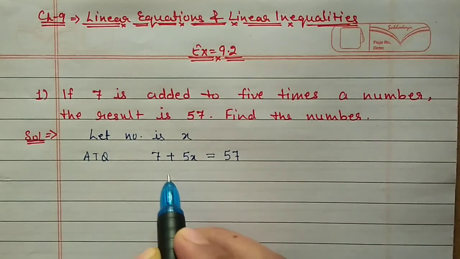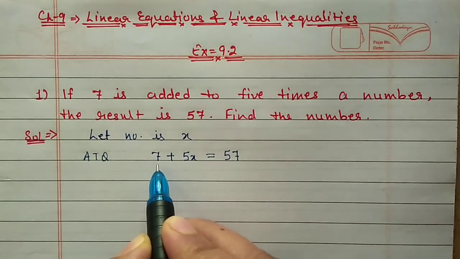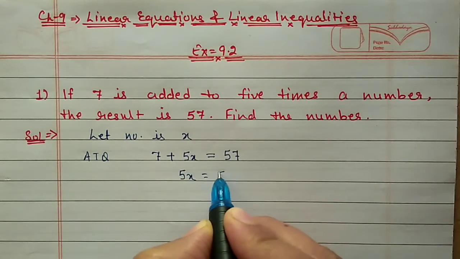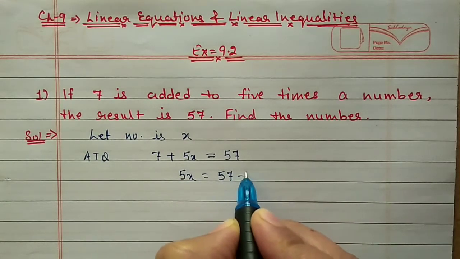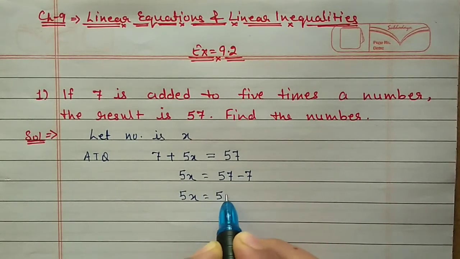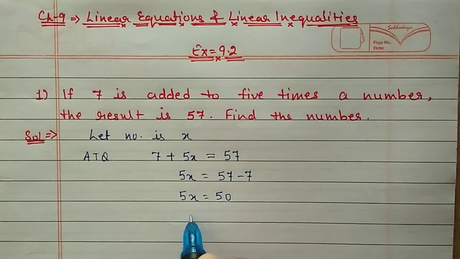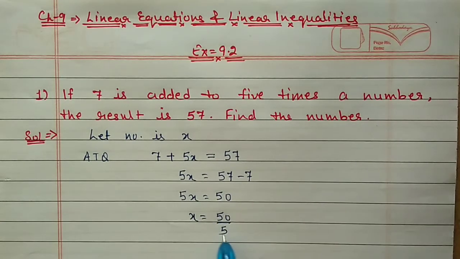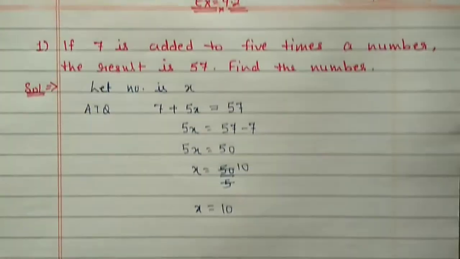Now we have to solve this. This 7 is here in addition. When we will shift another side, it will go for subtraction. So we have 5x is equal to 50. And now this 5 also we will shift another side. So this 5 will go for division. Cancel out. So the value of x is 10. It means the number is 10.